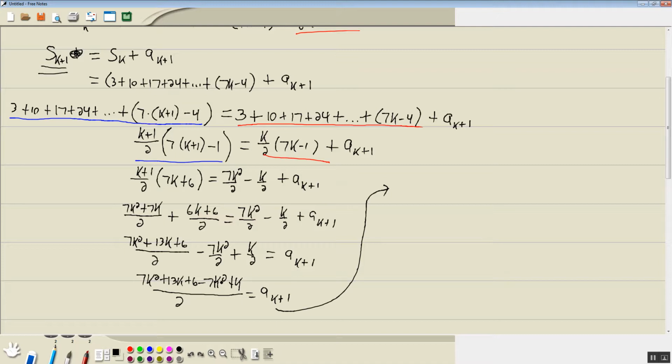Seven k squared minus 7k squared drops away. 13k plus k is 14k. Plus 6 over 2 equals a sub k plus 1. And that gives us 7k plus 3 is equal to a sub k plus 1.